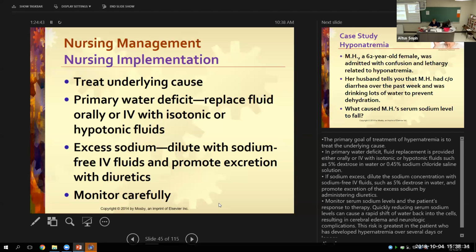So probably they're not going to be on normal saline. I would bet this person is going to be on at least, maybe if it's any kind of saline, half normal saline. Or they could be on D5, something like dextrose 5%. We do need to monitor them carefully.